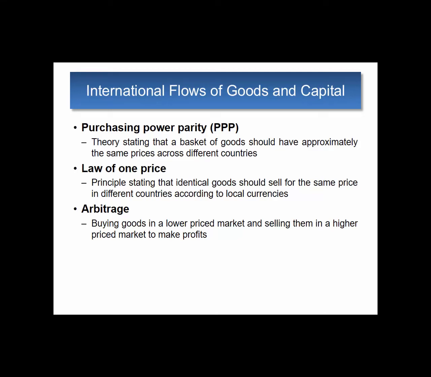The theory of purchasing power parity suggests that the price of goods should be the same in all countries if converted to local currency. The triple P theory is based on the law of one price that states that identical goods should sell for the same price in different countries according to local currencies.